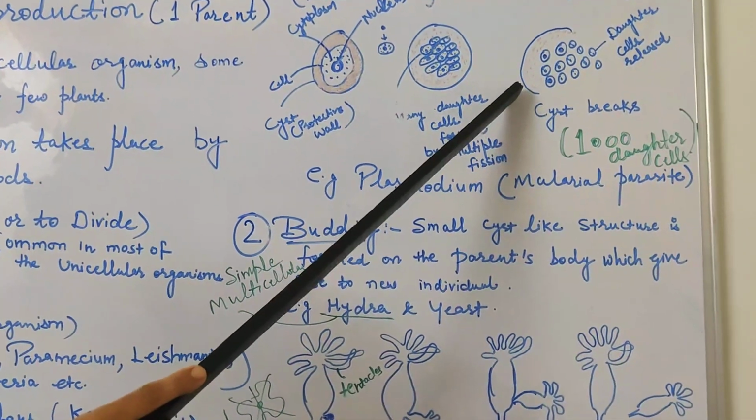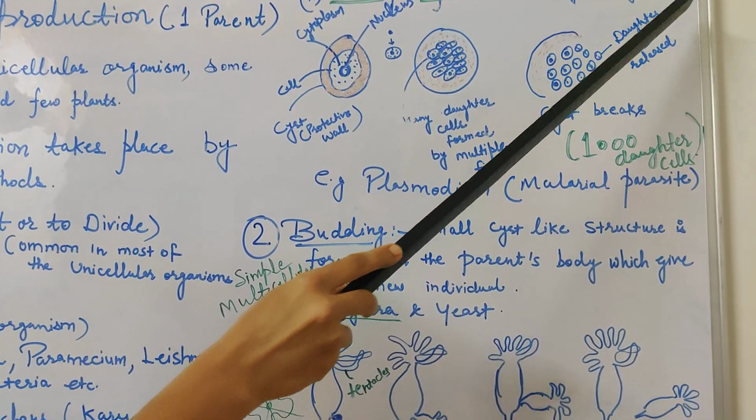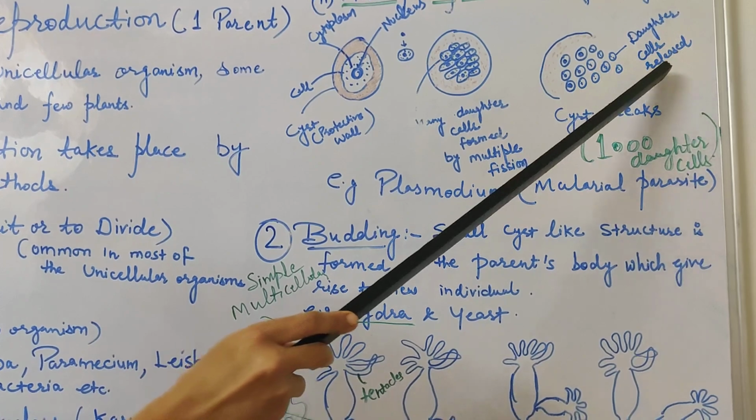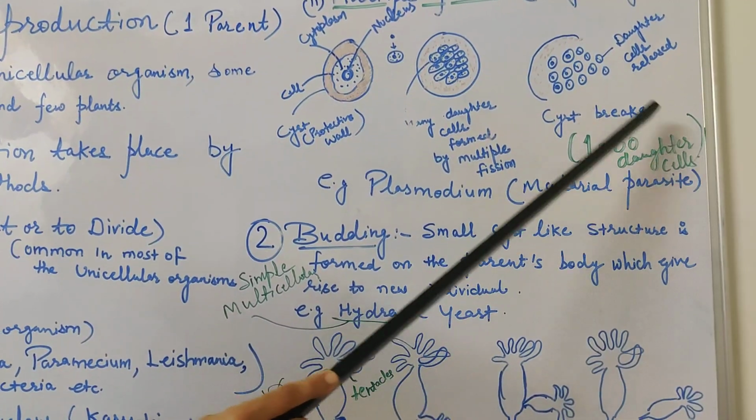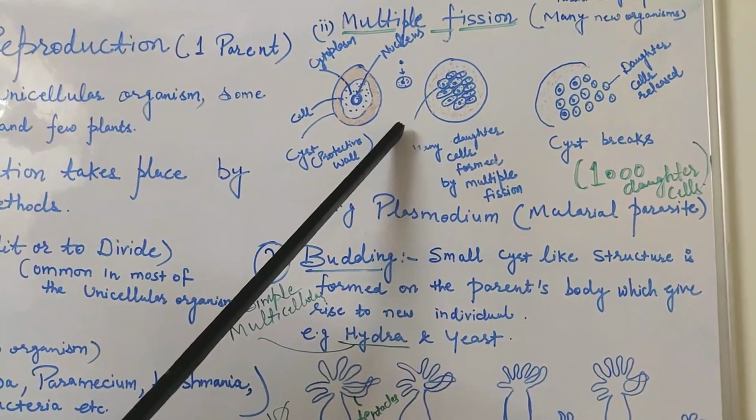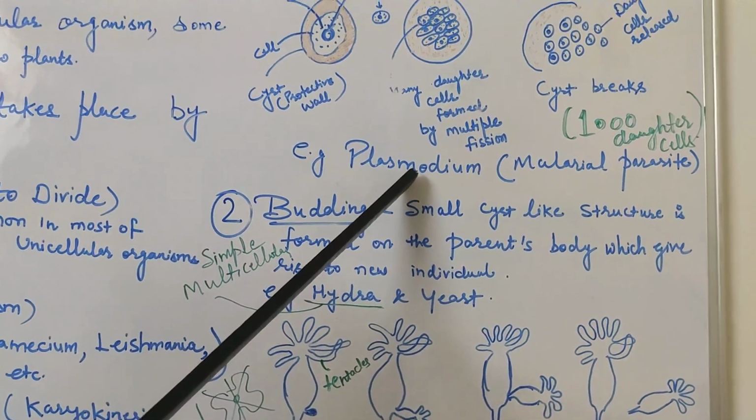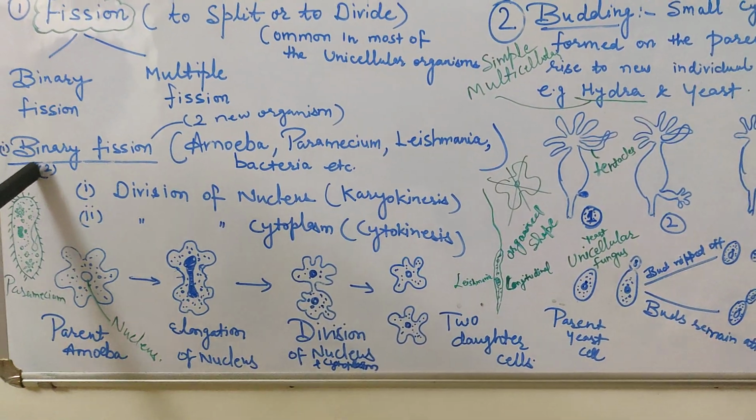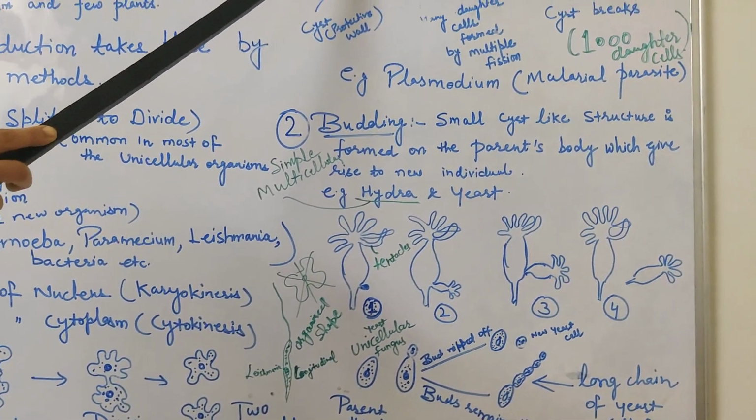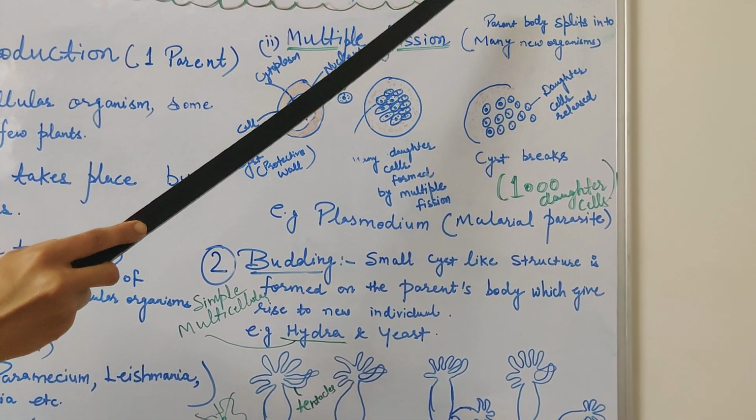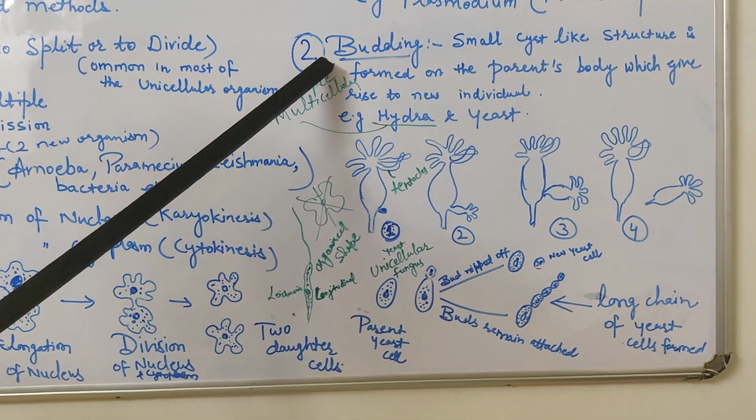What happens on return of favorable conditions? When conditions become favorable, there is breakdown of the cyst wall and release of daughter cells into the environment, where these daughter cells grow into complete organisms. So from one Plasmodium, approximately 1000 daughter cells are formed. This is multiple fission in Plasmodium, which is a malarial parasite which causes malaria in human beings, spread by the female Anopheles mosquito. So these are the two types of fission. First one, binary fission, that is splitting of the parent body into two new organisms. And the second type is multiple fission, in which the parent body splits into many parts and those parts grow into many new organisms.